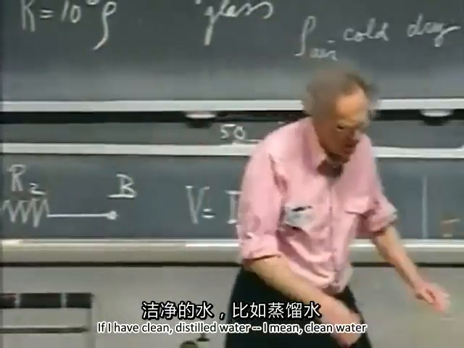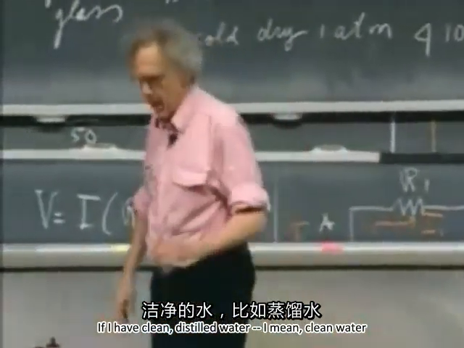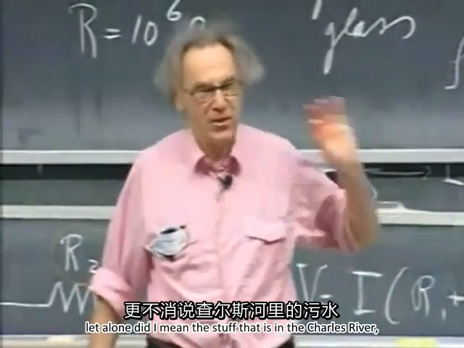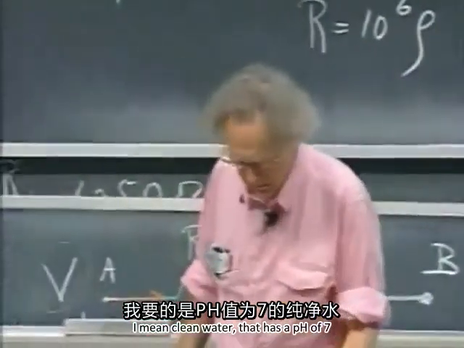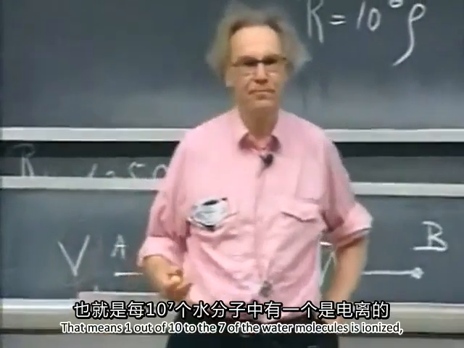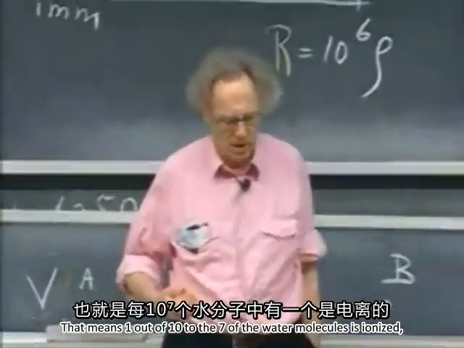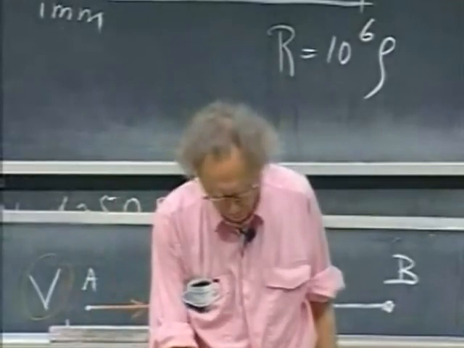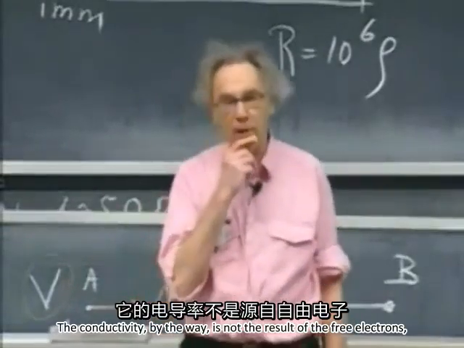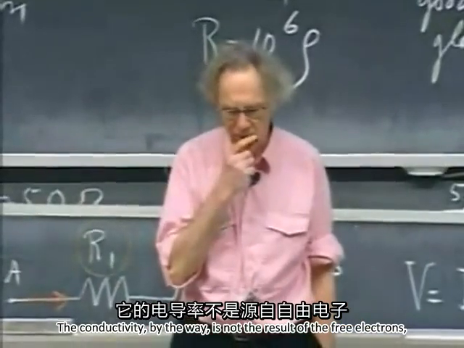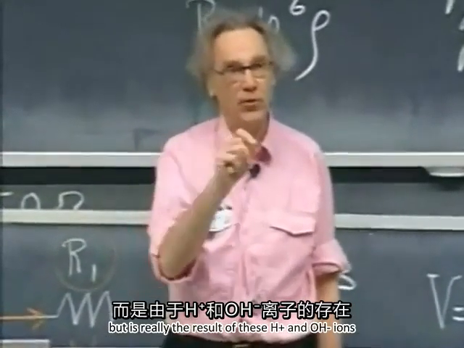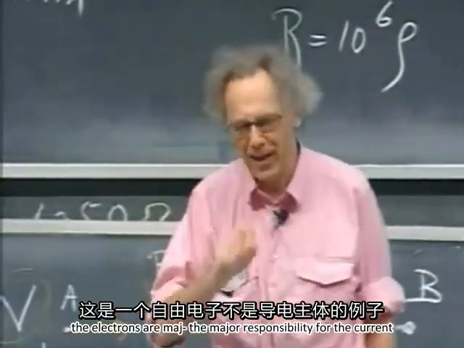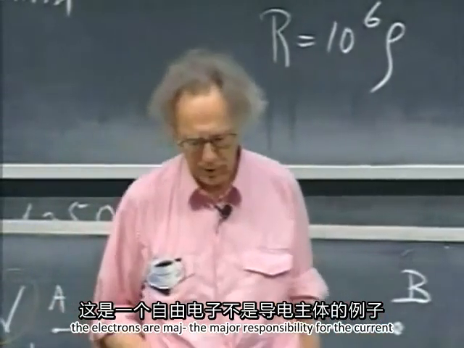If I have clean distilled water, I mean clean water, not the stuff that you get in Cambridge, let alone the stuff that is in the Charles River. I mean clean water that has a pH of 7. That means 1 out of 10 to the 7 of the water molecules is ionized, H plus and OH minus. The conductivity, by the way, is not the result of the free electrons, but is really the result of these H plus and OH minus ions. It's one of the cases whereby the electrons are not a major responsibility for the current.